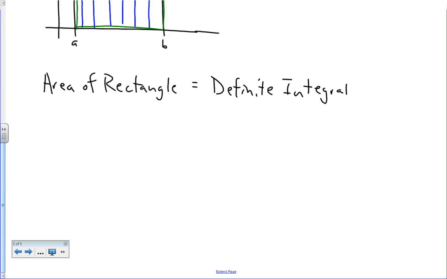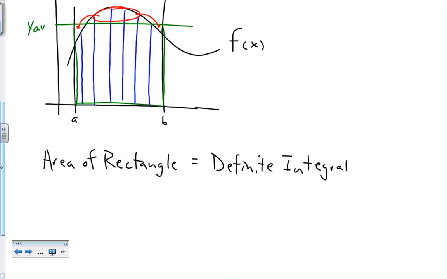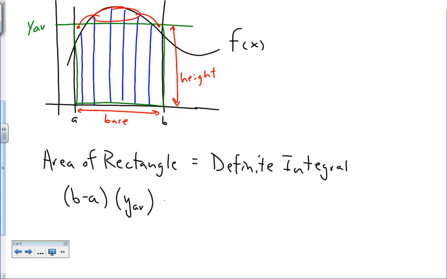Which, of course, the area of a rectangle is base times height. So the base of this thing is this distance right here, this horizontal distance from A to B. That's our base. And this distance up to our average y value, that's the height of our rectangle. So I can find the area of it, base times height. The base is going to be b minus a. And the height of it is actually what y sub AV is measuring, my average y value. And we said that's equal to the definite integral. The definite integral, of course, is the integral from a to b of f of x dx.